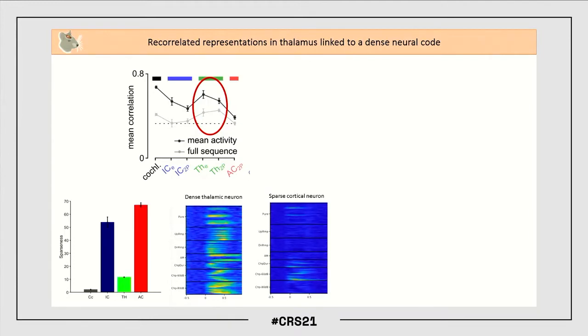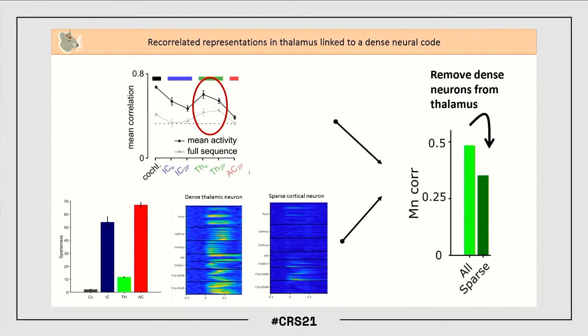And indeed, neurons in the thalamus behave very differently from neurons in the colliculus and the cortex that's around it. Thalamic neurons are very dense. That is, they respond to pretty much any sound you throw at them with different firing rates. This is very different from a typical cortical neuron that is much more picky. It displays sparse coding because it is only going to respond to a few sounds.